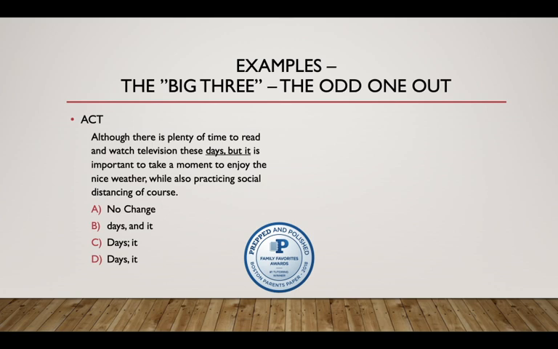Aren't those all doing the same thing? They were supposed to use them in between two independent clauses? Let's double check. Although there's plenty of time to read and watch television these days, well, that's actually not an independent clause, which means using comma but, comma and, or a semicolon just doesn't work. So, odd one out. It has to be D, because that comma connects my dependent clause to my independent clause. Funny how that works out.